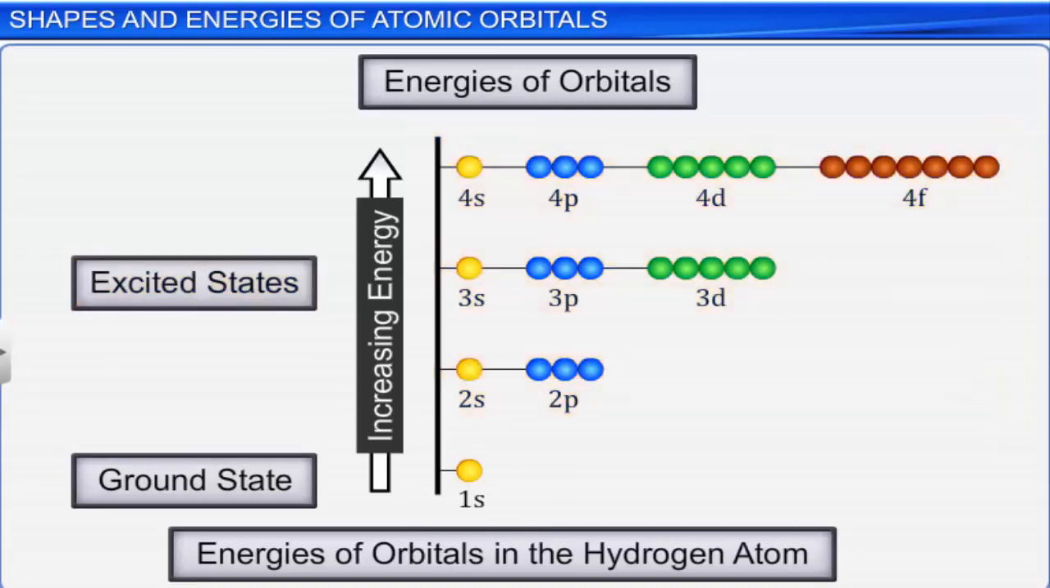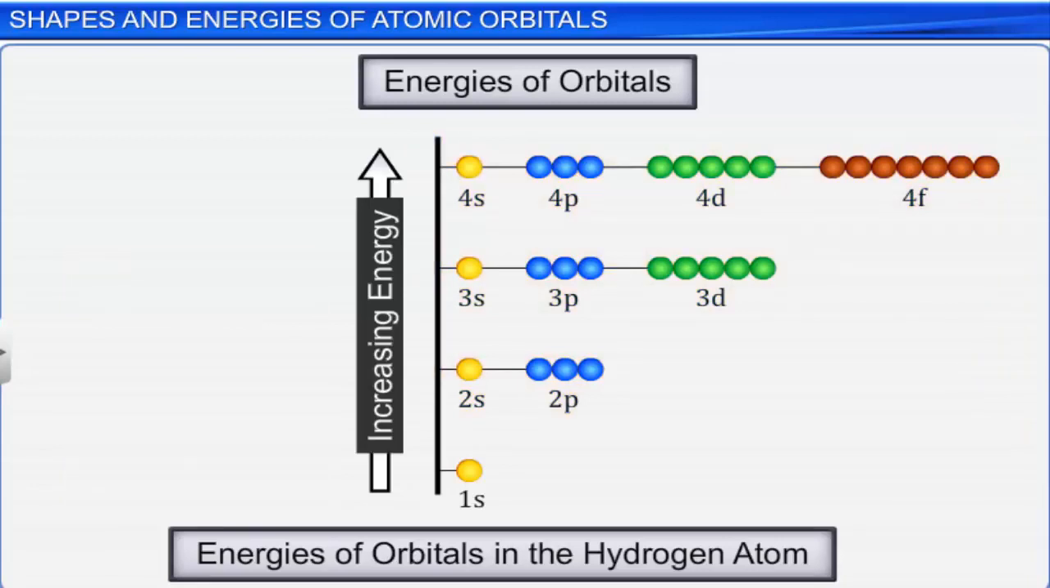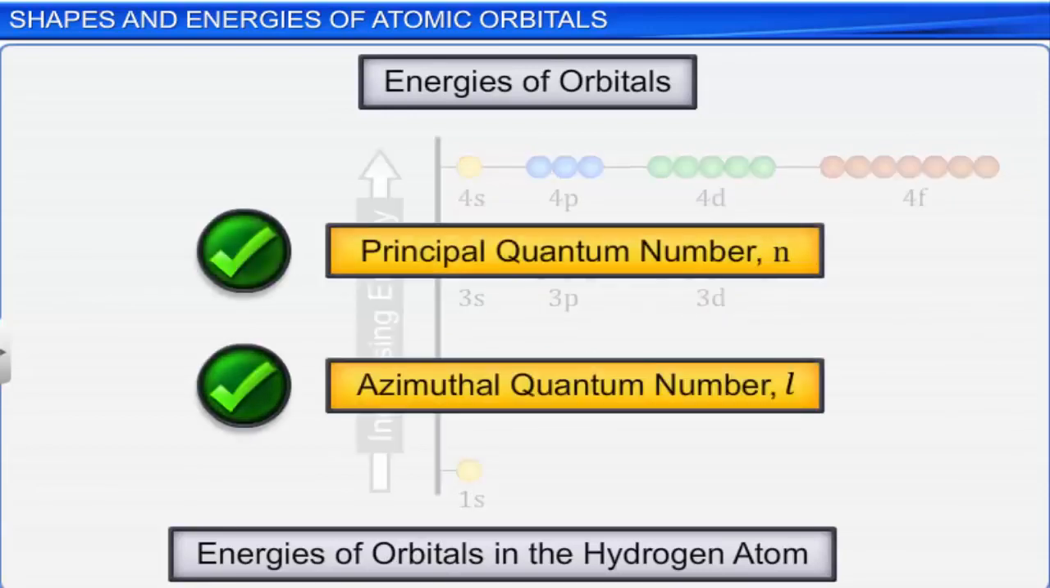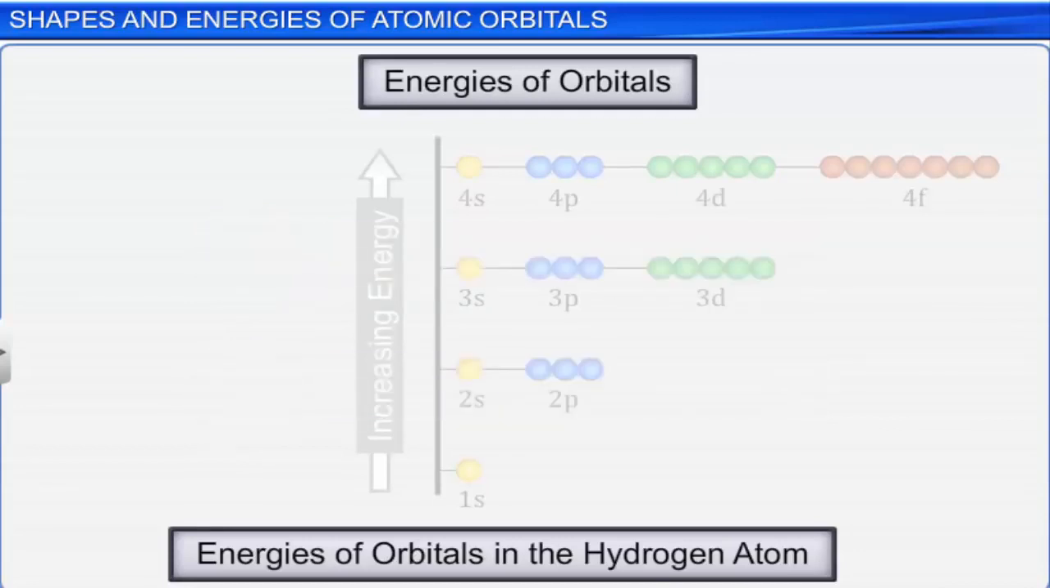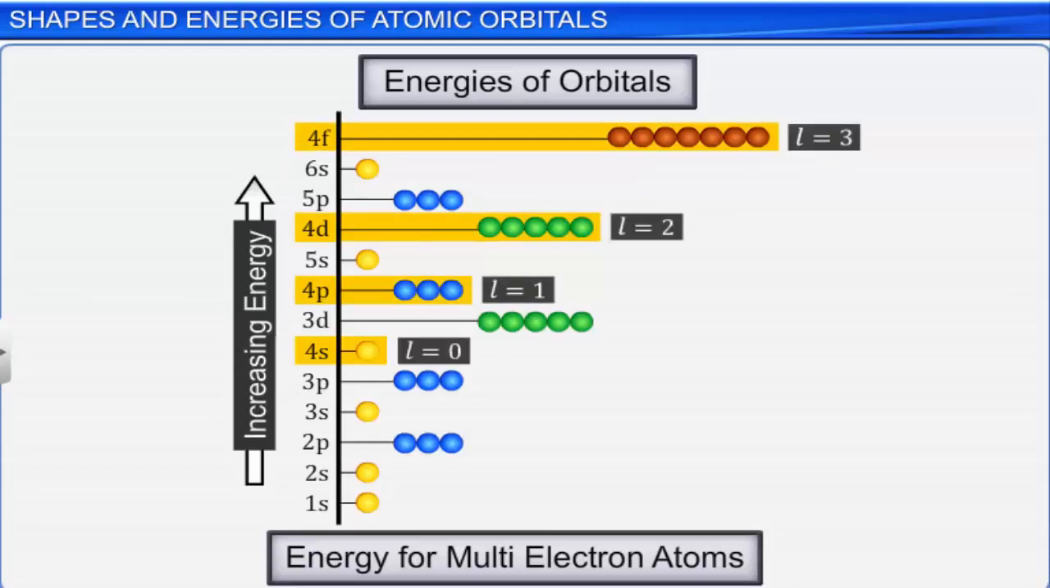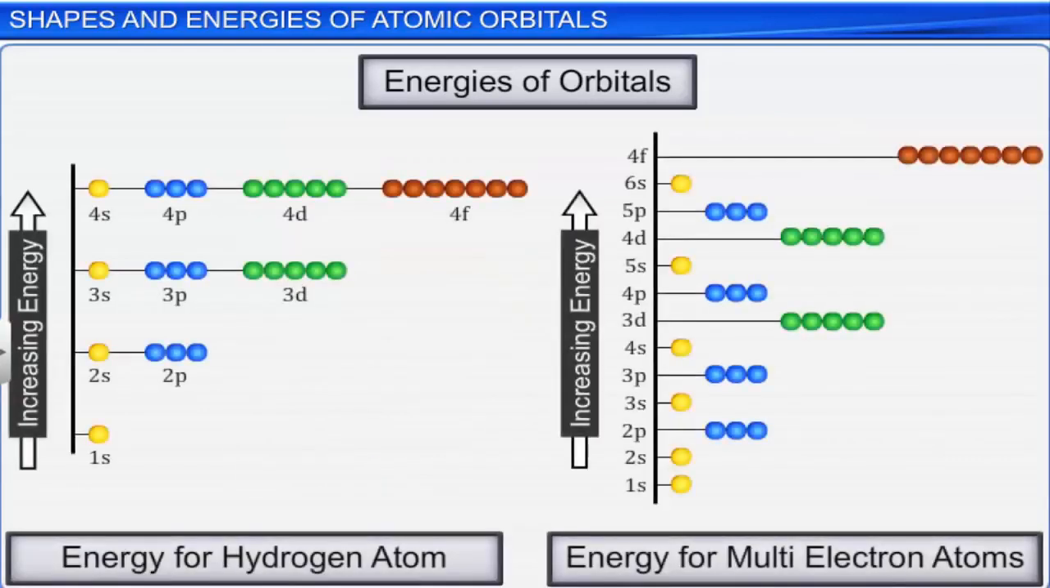Unlike the single electron species, the energy of an electron in a multi-electron atom depends on azimuthal quantum number also, in addition to principal quantum number. This essentially means that for a given value of n, the orbitals s, p, d, f possess different energies for different azimuthal quantum numbers. Let us look at the energy level diagrams for hydrogen atom and multi-electron atom, which depict the arrangement of various orbitals.